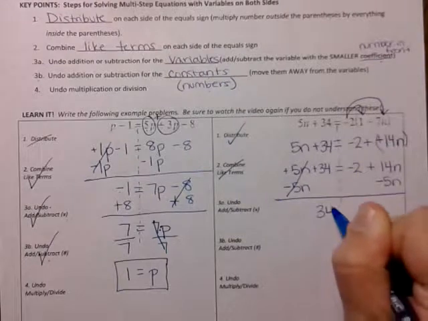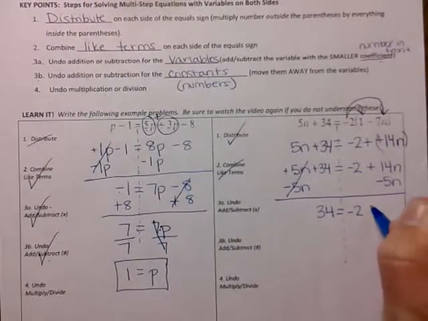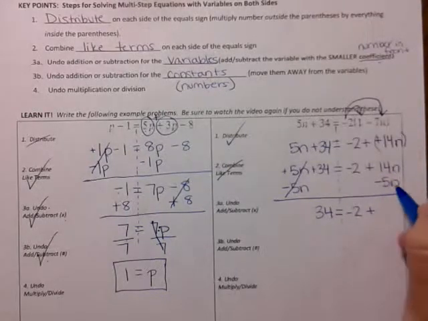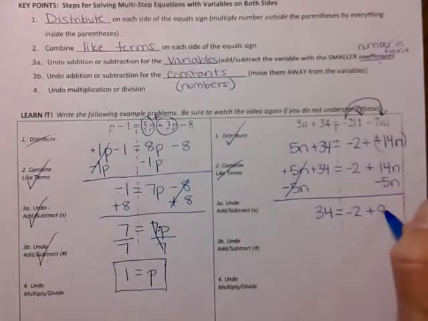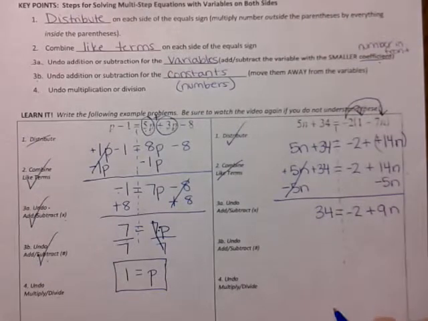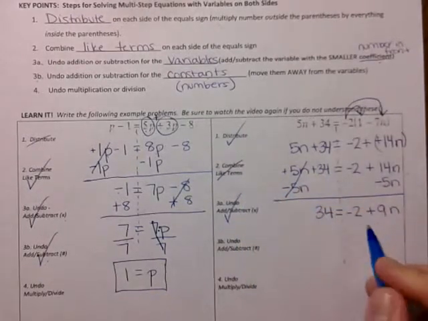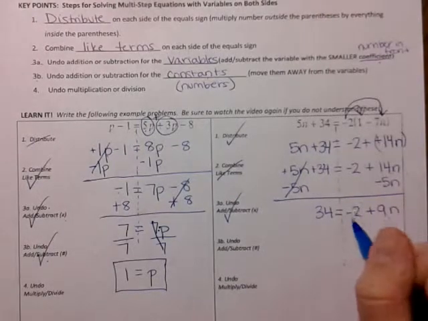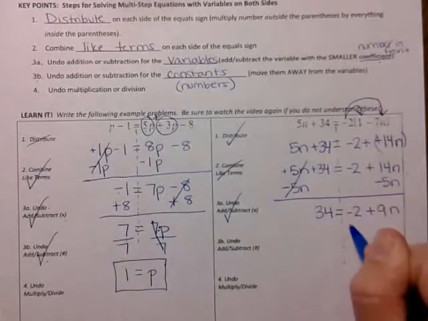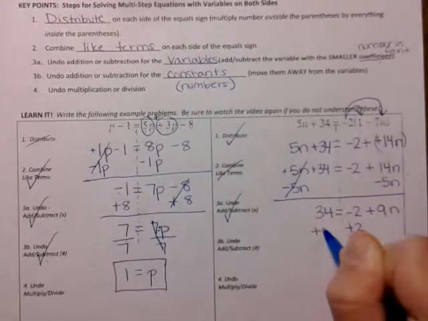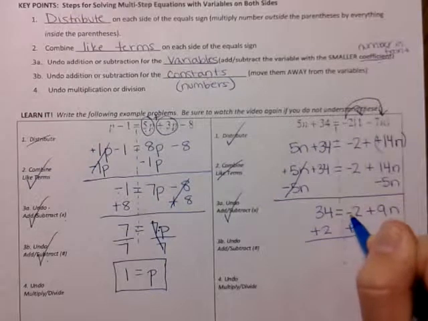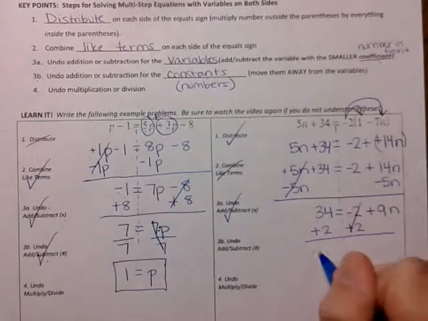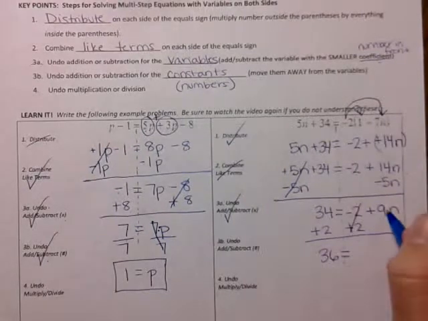Now I have 34 equals negative 2 plus 14n minus 5n. Well, 14 minus 5 is 9, and I bring down my n. Now I'm done. All the n's are together. And now I'm ready to solve. I want to move this number away from the n so it can be by itself. So I'm going to add 2 to both sides. So do the opposite. There's a negative in front, so I'm going to add it. 34 plus 2 gives me 36 equals 9n.